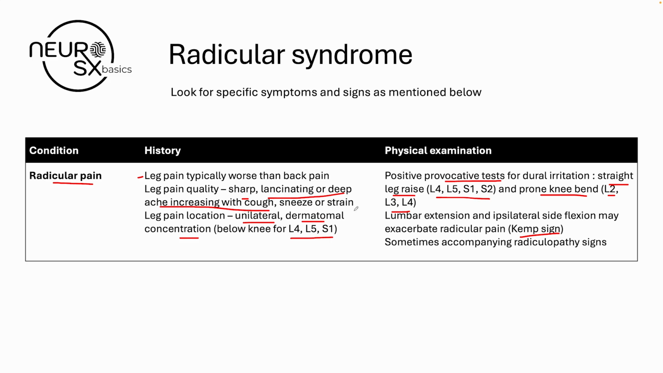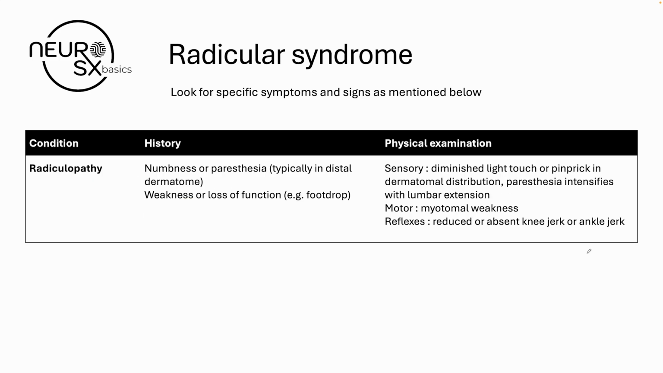So sometimes radicular pain may accompany radiculopathy signs, but remember, radicular pain and radiculopathy are different entities. Radiculopathy, on the other hand, does not necessarily need to have radicular pain associated with it. So pain is different and radiculopathy is different. Radiculopathy is where the conductive ability of the nerve root has been affected. So there will be both sensory and motor disturbances. So in history, you'll find weakness and you'll find numbness or paresthesias.